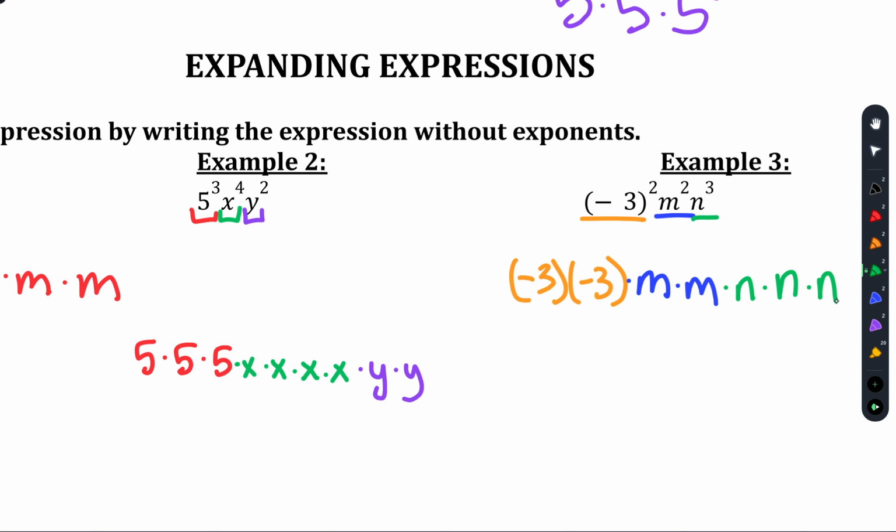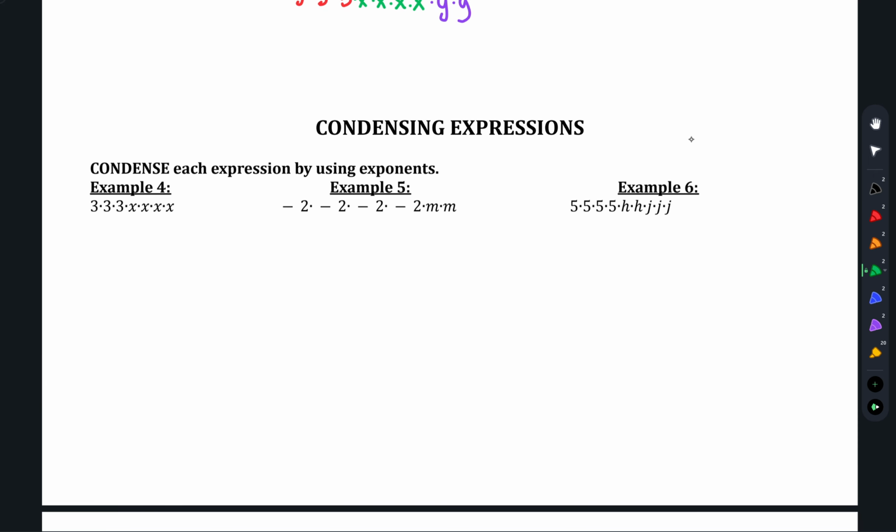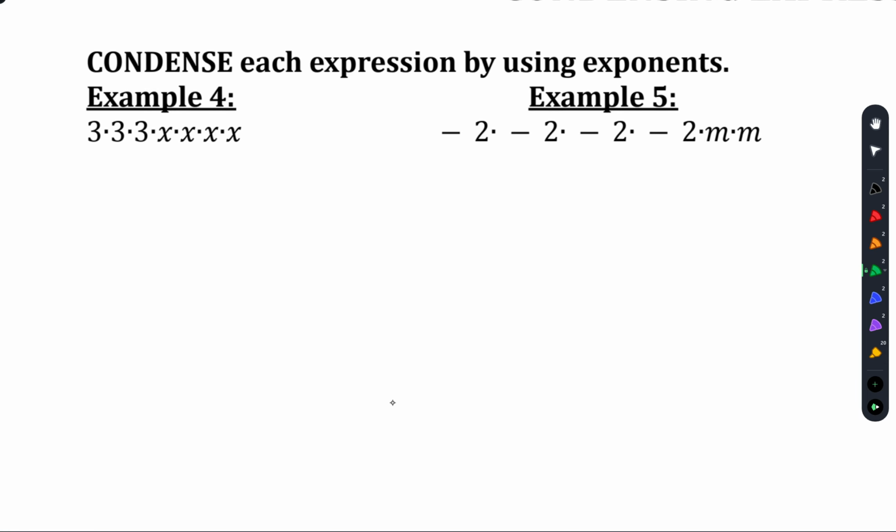That's it. Now let's go backwards and do the exact same thing. So when I condense expressions, I'm starting with something that looks like this, and I want to write it back to the way that we just saw. So I'm going to look at each unique base. So I'm going to look at the 3's here. I'm going to count up how many 3's I have. There's 3 of them. And I'm going to do the same thing for the x's. There's 4 of them. And that's it.